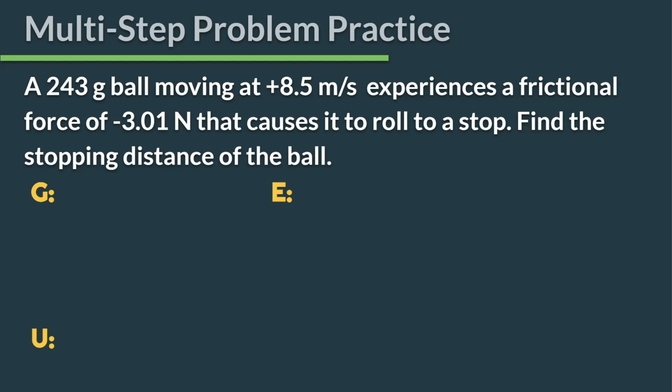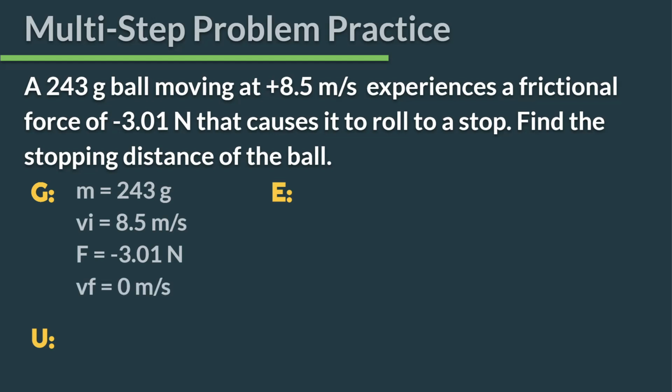Again, we're going to label all of our givens. We have a mass, we have an initial velocity, we have a force, and we know that it rolls to a stop, which means we have a final velocity. So all of those numbers are in the question. You need to be able to identify the given information, otherwise you're going to get stuck before you even get started. So practice labeling.